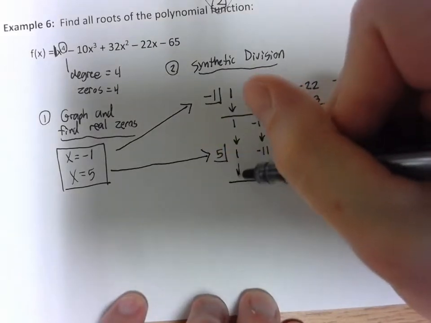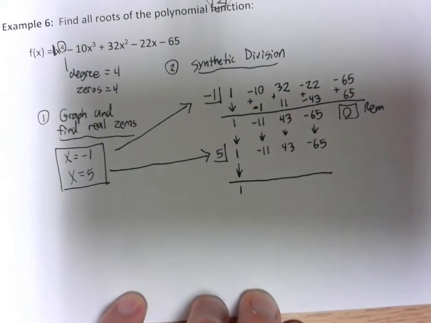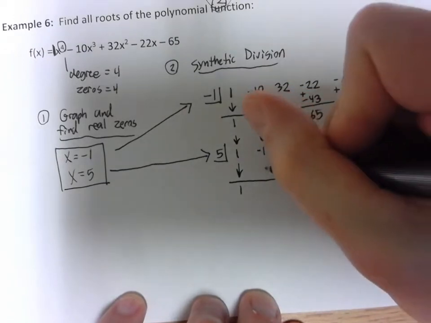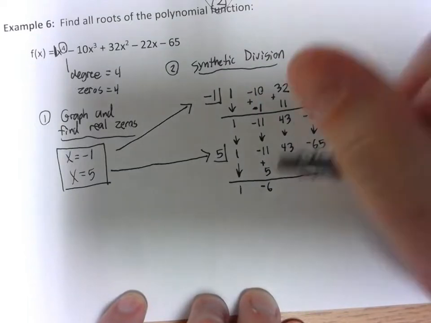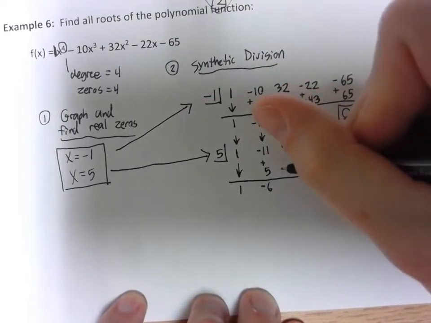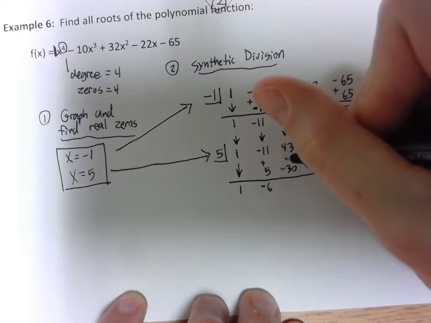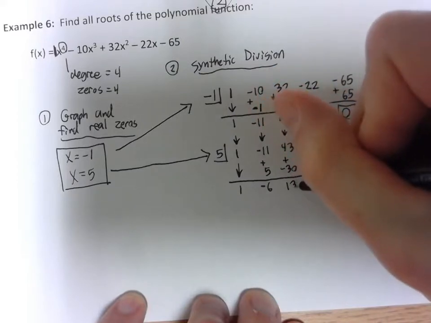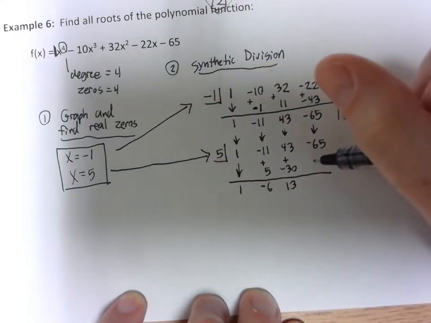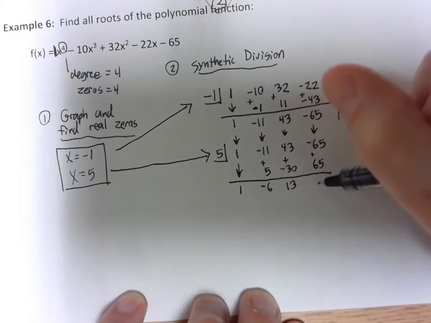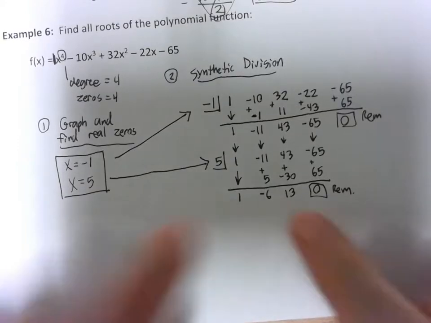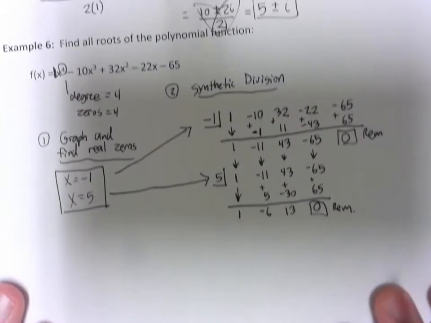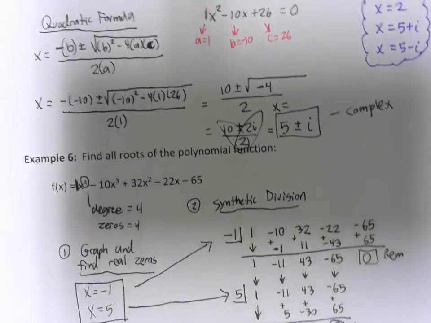So bring down the 1. 1 times 5 is 5. -11 plus 5 is -6. -6 times 5 is -30. 43 and -30 is 13. 13 times 5 is 65, and you get 0. That's your remainder. So now I have three numbers. That's my A, B, and C. And so like up here before in this problem, we are going to need to use the quadratic formula.